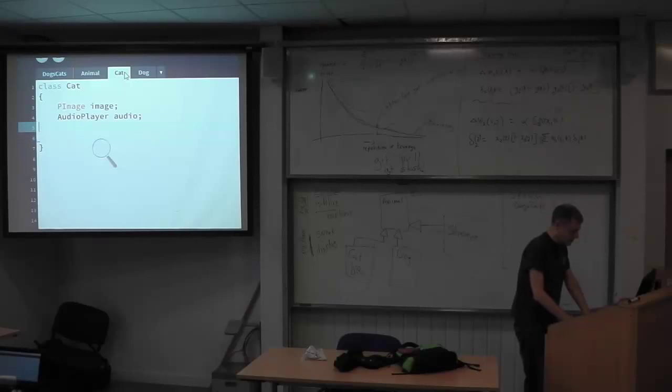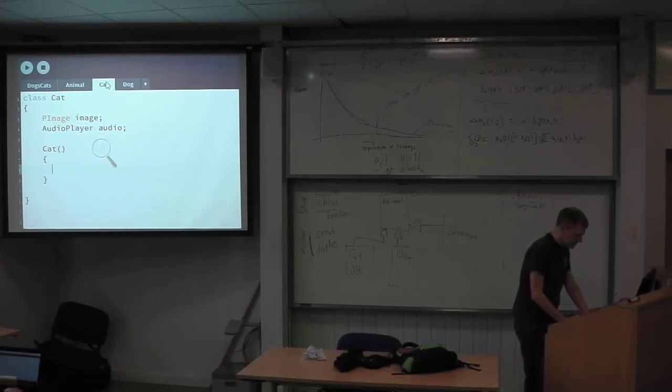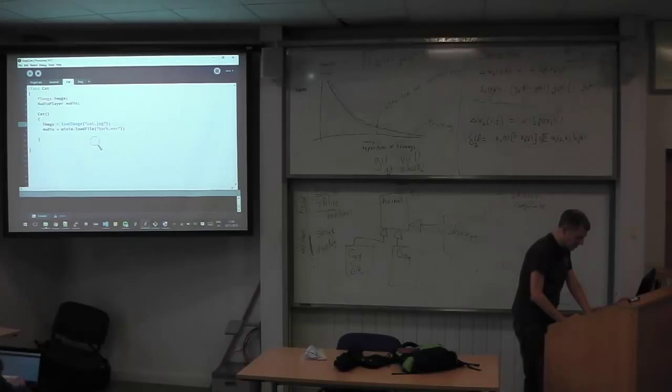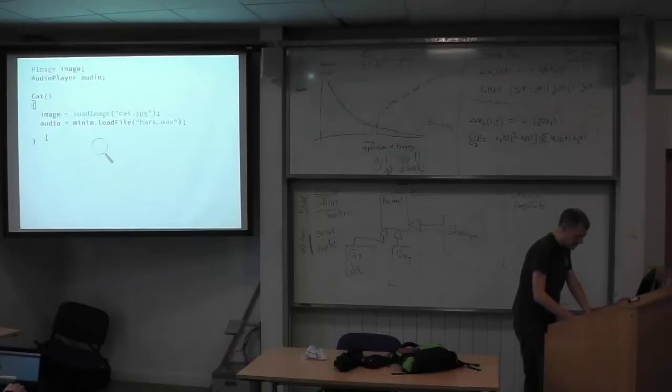My constructor for the cat's going to look like this. Cat. And let's take the code from the dog. So we're going to initialize the audio and the image file. So the image this time, I guess, is called cat.jpg. And let's double check to make sure the audio file is called meow.wav.